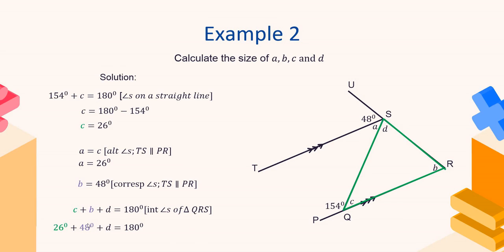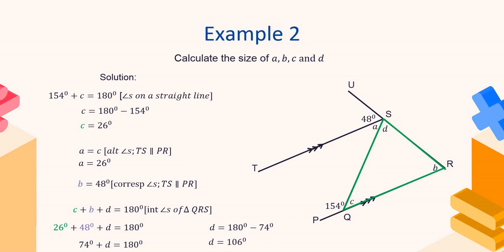So now when we solve for D, let's rather add these two constants on this side. 26 degrees plus 48 degrees is 74, plus D is equal to 180 degrees. And if you want to get D alone, we have to take 74 degrees to the other side, and therefore it will be minus. So D is equal to 180 degrees minus 74 degrees, and that gives us 106 degrees.